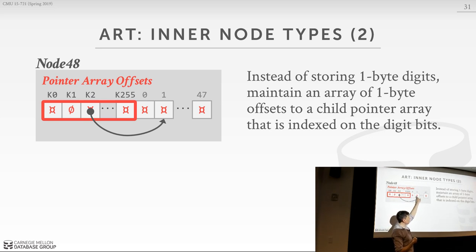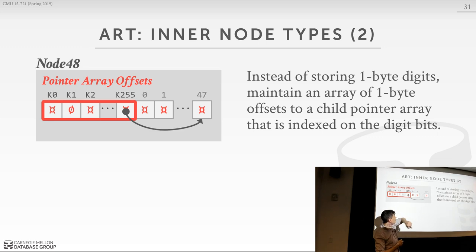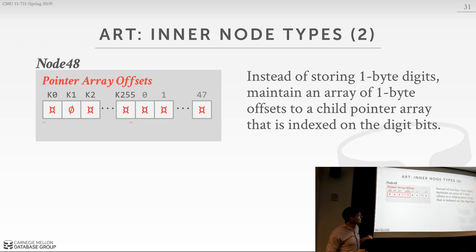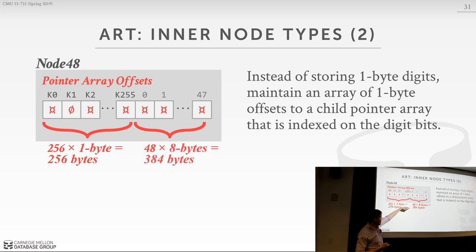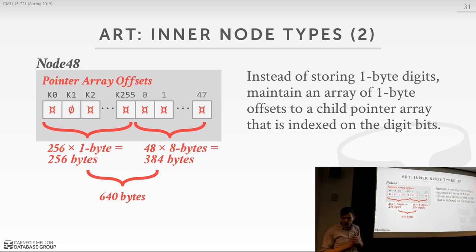And so the max number of entries you can store in this array type is 48. Since these are 64-bit pointers, in order to get everything to fit into two cache lines, I think, this is 256 bytes, because each of those is 1 byte, and then you have 384 bytes for these 48 pointers. Actually, the total size is 640 bytes, which I think is like 5 or 6 cache lines.